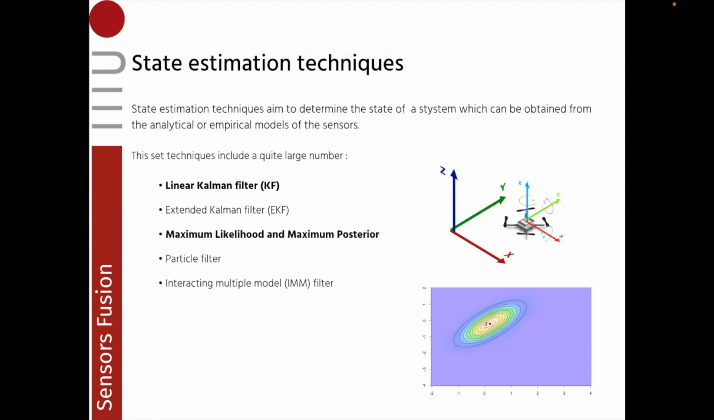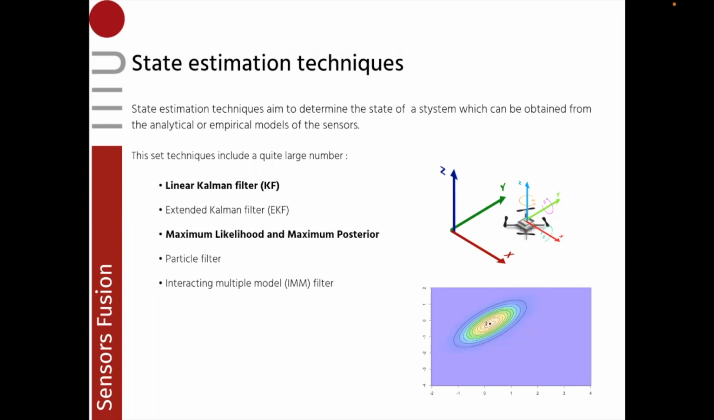But let's start now with the first group of sensor fusion techniques. State estimation techniques. So, as we said, these techniques aim to determine the state of a given system, which can be obtained from the analytical or empirical model of the sensor. We will see what this means later.